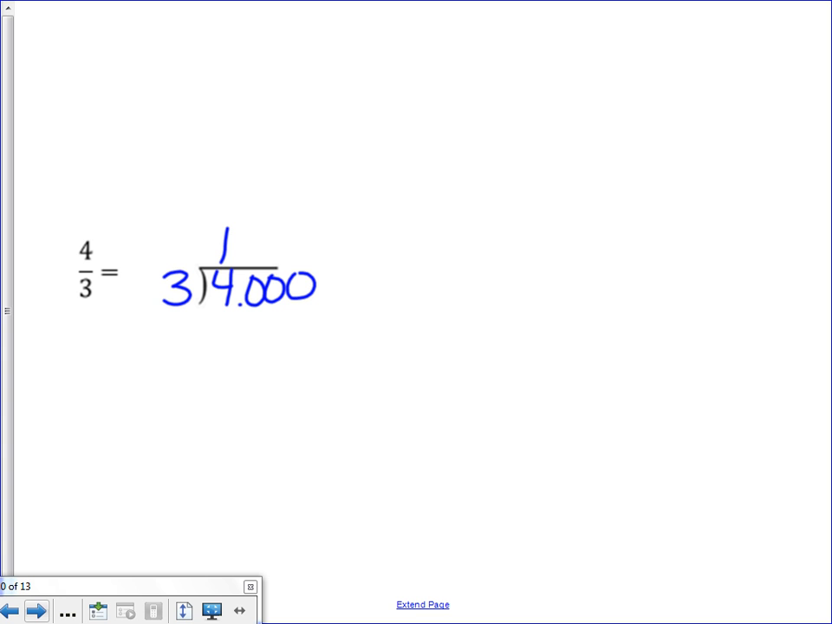3 goes into 4 one time. 1 times 3 is 3. 4 minus 3 is 1. Bring down a 0. 3 goes into 10 3 times. 3 times 3 is 9. Okay, we subtract 10 minus 9 is 1. We bring down a 0. 3 goes into 10 3 times.